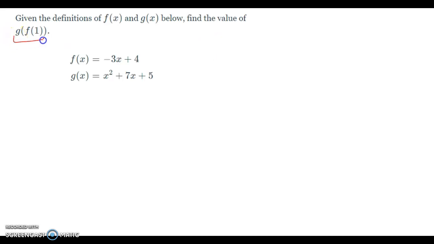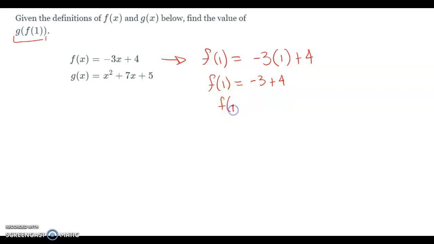So again, I'm going to look at my function, g of f of 1. We're going to do it the other way this time, the second way that I showed you. I'm going to look at f of 1. So what I'm going to do is write this function again, and I'm going to replace x with 1. Okay? F of 1 becomes -3 plus 4. That means that f of 1 equals 1.